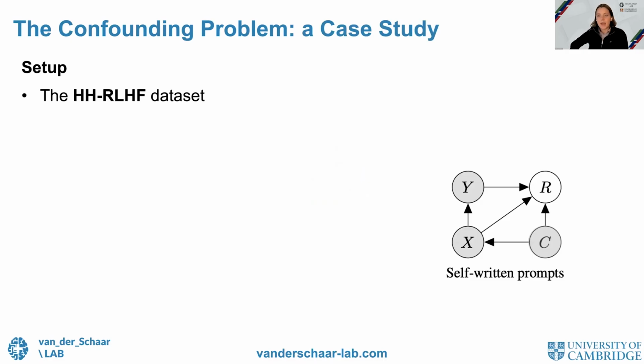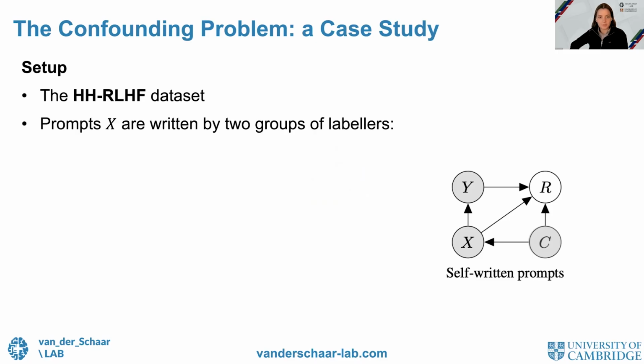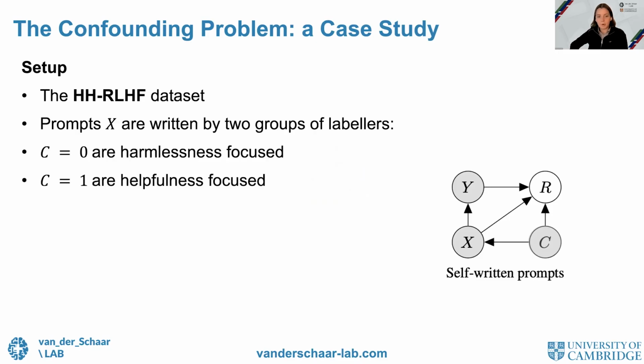So to illustrate and empirically investigate the impact of confounding in the observable data on the robustness of trained reward models, we performed an experiment based on the very popular in the field HH-RLHF dataset. In this dataset, prompts X are written by 2 groups of labelers, harmlessness and helpfulness focused. Both groups focus on assessing the generated responses based on different and possibly conflicting objectives, because sometimes a response may be harmless, but not very helpful, or vice versa.